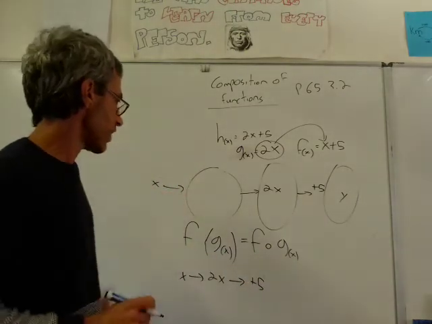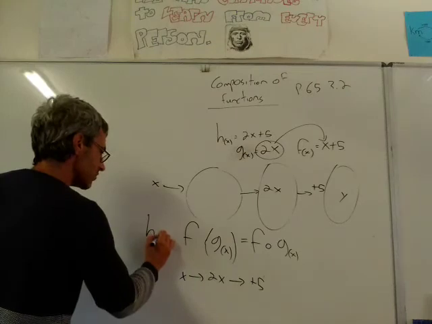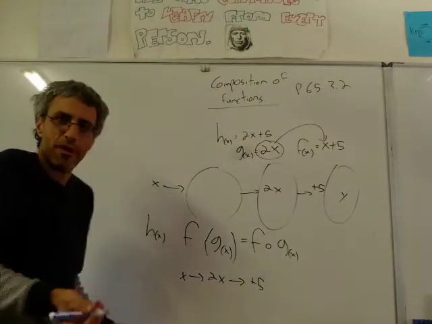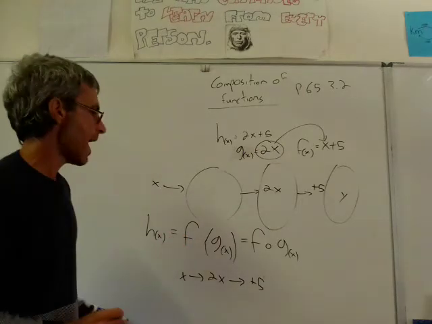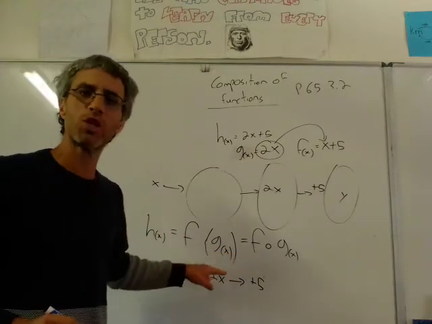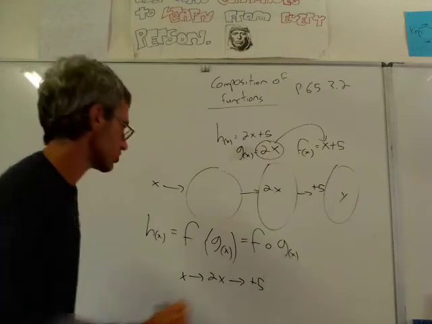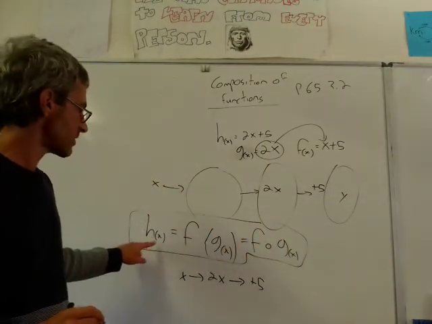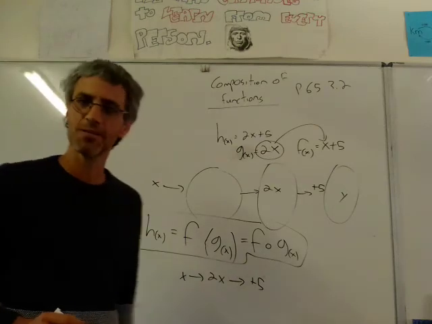And what I've done here, I showed you that h of x, the original function, 2x plus 5, a very simple function, can be written as a composition of two different functions. That's the main thing. h of x equals f of g of x.